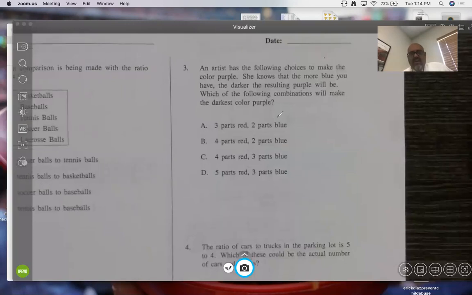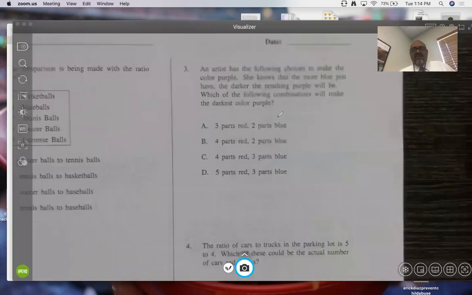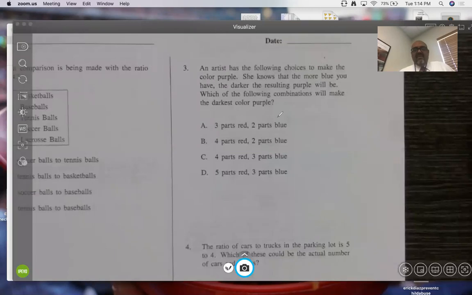Which color is going to give us the deepest purple? This is a tricky one, right? Because your first thing is you're saying, well, she knows that the more blue you have, the darker the resulting purple will be. So which one of these will it essentially be? If you look at it, these clearly have 2 parts blue, and these have 3. So right off the bat, I know that it's for sure not going to be this one.